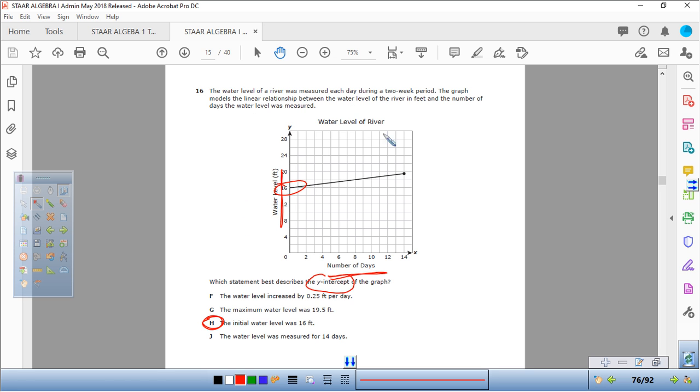I know they give you a lot of cool stuff, yada, yada. Linear, I already know it because it's your line. I just read the question. Y-intercept is what? The y-intercept is where this is happening. What does it mean? The water level, and this is number of days. So the 0 days means when you're beginning, initial.